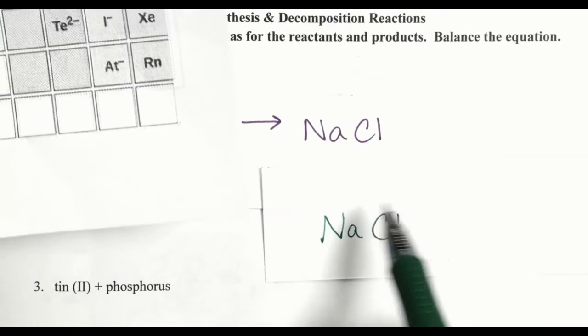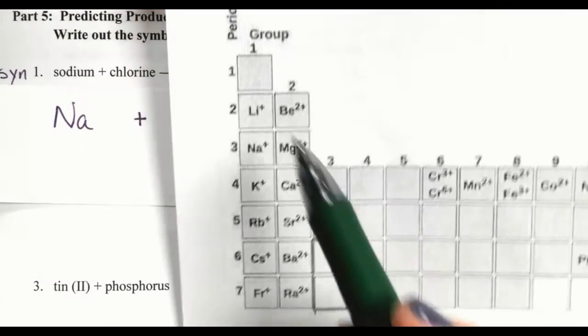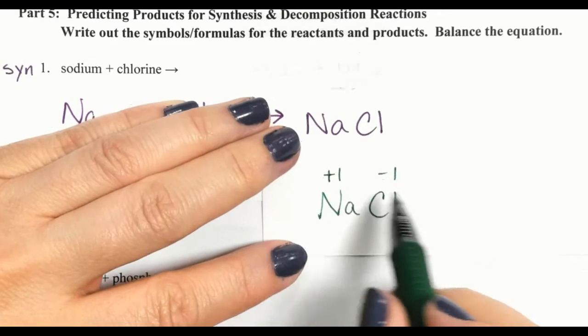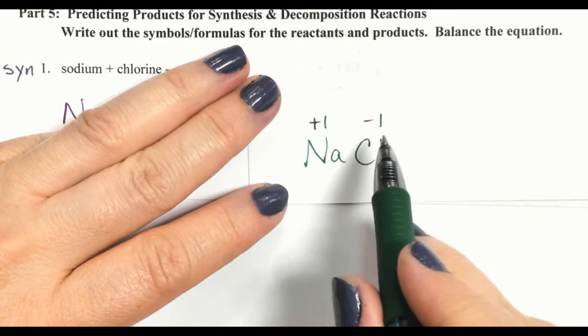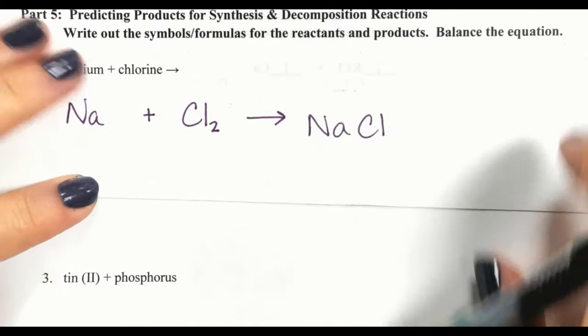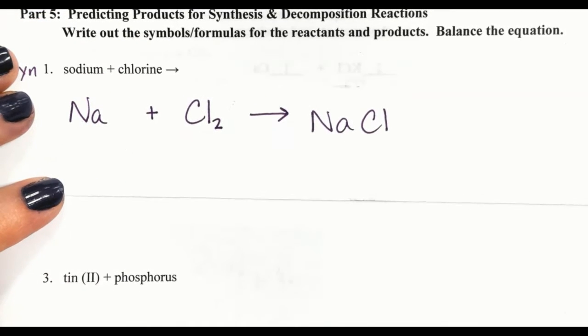Go find the charges of each of these on the periodic table. So Na has a +1 charge, and Cl has a -1 charge. So we're going to write +1, -1. And when you have +1, -1, they cancel with each other. And so when they cancel, you're finished. So we're going to just leave it NaCl, and then that is completed.